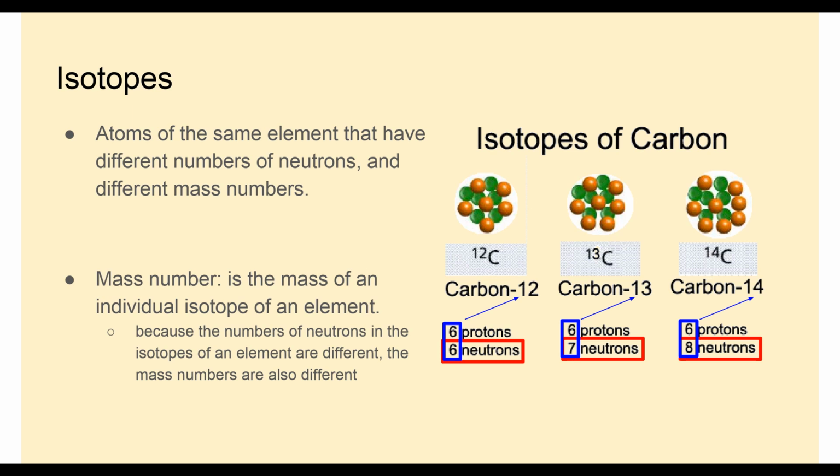So again, mass number is the mass of an individual isotope of an element. Because the numbers of neutrons in the isotopes of an element are different, the mass numbers are also different. Okay, and so that's the idea we have here, in which we have neutrons changing. So you can see we go from 6, 7, and 8. Protons are the same in this scenario, all right, because if protons change, they actually change the actual identity of it. And so these are still all carbon, they're just different versions of it. So there's carbon 12, carbon 13, and carbon 14. Because of these different versions, that allows us to get something called carbon dating, which we'll talk about later.